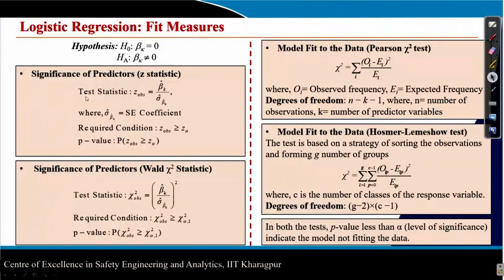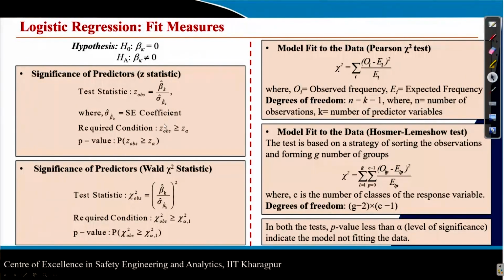It is clearly written what the Z statistic value is, what the Wald statistic value is. The only thing you need to understand is that beta k cap is nothing but the estimated value of beta k, and sigma cap of beta k cap is nothing but the standard deviation of the estimated value of beta k. Your software will give you these if you are not able to do it manually, and using this you will get the statistics values.